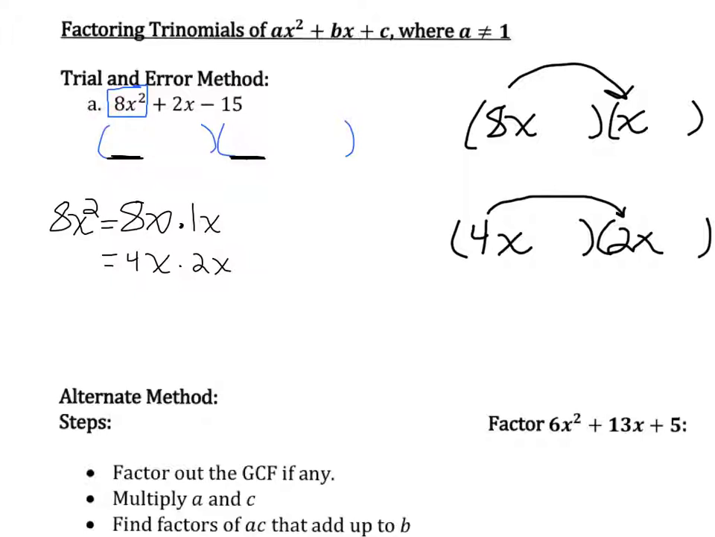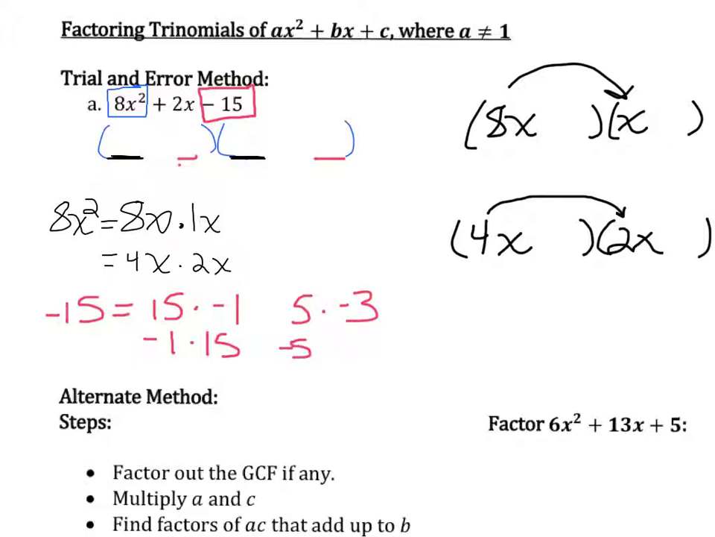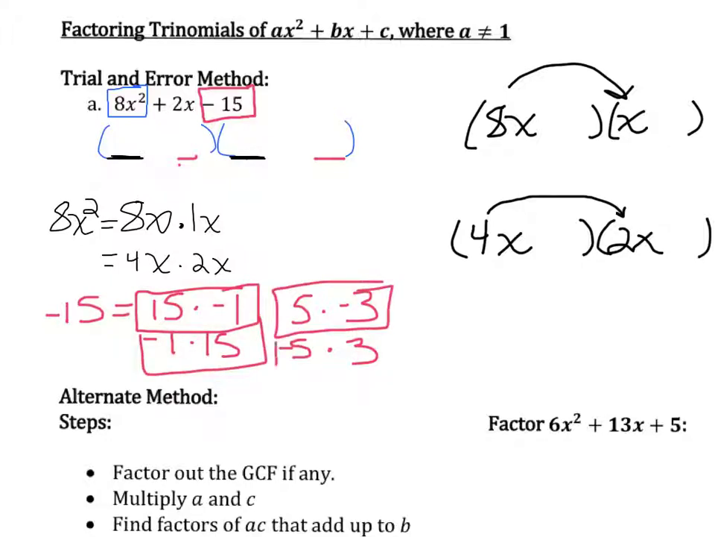We also know from our FOIL method that the things we put in these last spots come from things that multiply to give us this negative 15. If you think of negative 15, there's a lot of options for this. We can do 15 times a negative 1, a negative 1 times 15, a 5 times a negative 3, or a negative 5 times a positive 3. What we should worry about is putting these pairs of numbers, we've got 4 pairs here, into these second slots in our sets of parentheses.